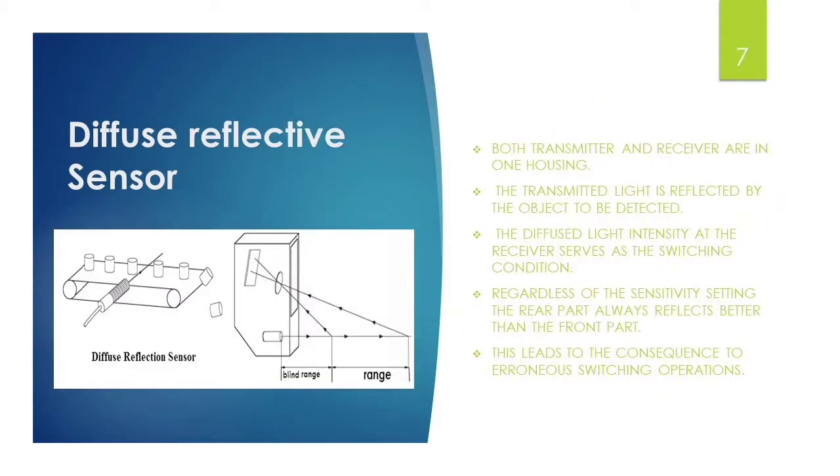Diffuse reflective sensor. In this sensor, both the transmitter and the receiver are placed in a single housing. The transmitter light is reflected by the object to be detected. The diffused light intensity at the receiver serves as the switching condition. Regardless of the sensitivity setting, the rear part always reflects better than the front part. This leads to the consequences of errorless switching operations. This is used in the industry conveyors.